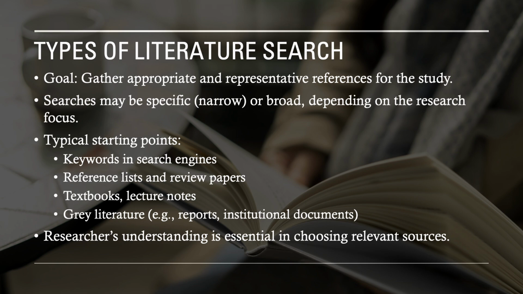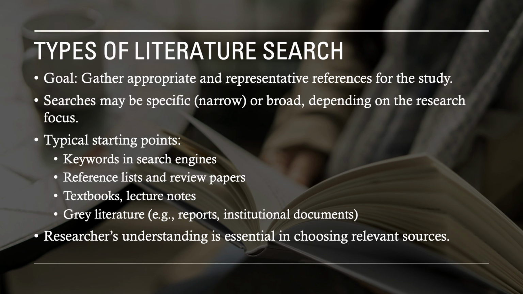According to Chigbu et al., 2023, literature searches can take different forms, but the primary goal is always to collect appropriate and representative references that align with the study's objectives. Depending on the focus of the research, a search can be narrow to find highly specific materials or broad to capture a wide range of related resources. A literature search often begins with keywords entered into search engines, but it can also draw from reference lists, lecture notes, textbooks, review papers, and gray literature such as organizational reports. The effectiveness of the search depends heavily on the researcher's understanding of the topic because not every available source will be useful or relevant.